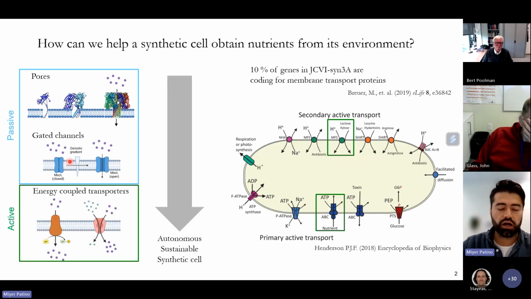But if we want to construct synthetic cells that are autonomous, that are sustainable, that are able to keep gradients, we definitely need active transporters. That has, as Bert already mentioned, an energetic cost, and that energetic cost is in the form of ATP or in the form of electrochemical gradients of protons. That particular energy currency is what I'm going to talk about: how to provide synthetic cells with nutrients using the energy conserved as proton-motive force, or as electrochemical gradients of protons.